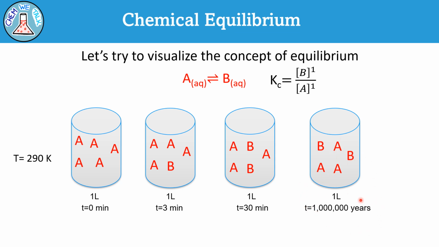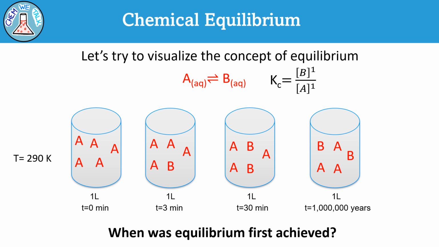Okay, the only reason why I use this time is just to say that that's been so much time that there was enough time given for equilibrium to be achieved. But there are some reactions in real life that might take longer to reach equilibrium. For the sake of argument, we know that we are already at equilibrium at 1 million years. So if I would ask you, when was equilibrium first achieved in this reaction?